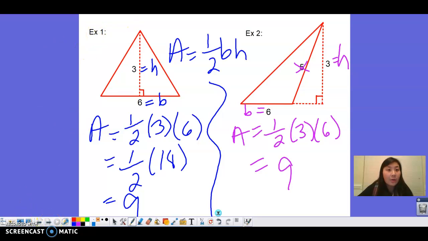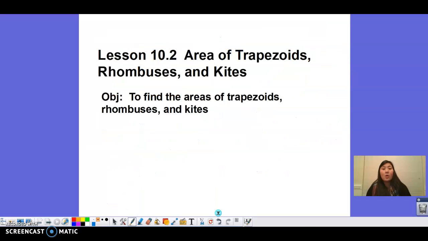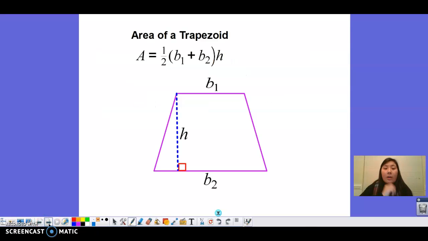All right, now we are going to go ahead and move on to trapezoids, rhombuses, and kites, and that should be on the back of your paper. So again, you're going to move along to the back side of your paper to where it says trapezoids, and this is lesson 10-2. So first thing here is area of a trapezoid. So I know this looks like a lot, but it's really not that bad. This is all being multiplied except what is inside the parentheses here. So we have 1/2 times the quantity base 1 plus base 2 and your height.